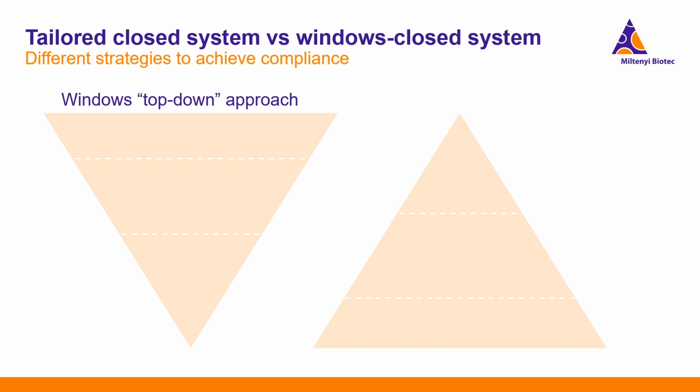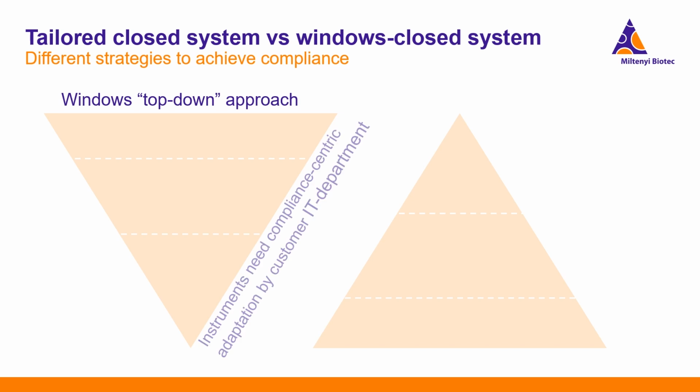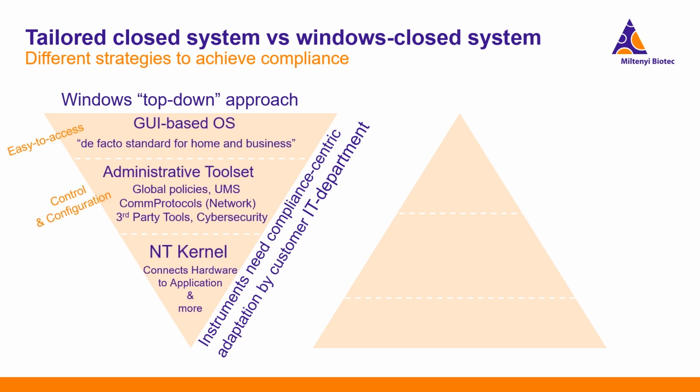Speaking of the operating system and closed versus open concepts for GMP instruments, there are two different approaches. The Windows top-down approach requires the customer to adapt the instrument for electronic records and data integrity compliance, usually by the local IT department. This is the most frequent concept one can find in the market. Windows is not compliance ready, but can be made compliant since it is a user interface-based OS that comes with a huge administrative toolset like global policies, user management, and provides the possibility to install third-party tools if necessary. Further down the road, the actual operating system is working in the background to connect hardware and applications.